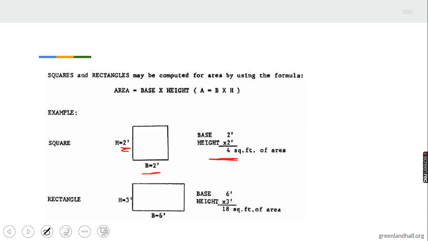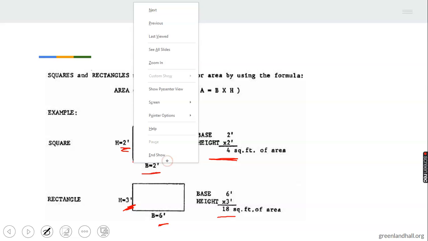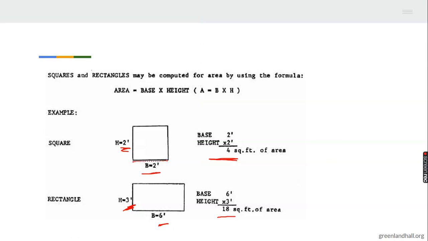Look at this one. We have 3 square feet here. We have 6 square feet here. What do you do? You multiply length times breadth or base times height. It depends. And what do you have? You have 6 times 3, which is what? 18. 18 square feet of area. Is that taken? You are just to multiply the length times breadth or the height times base. Base means the lower part of the shape. Is that taken?